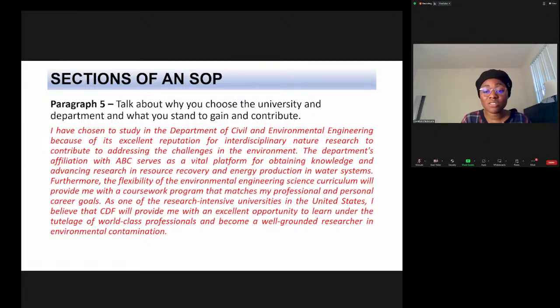Now, the person talked about the program's curriculum, saying it provides a coursework program that matches my professional and personal goals. Then the person went on to talk about the university. The university is a research-intensive university, and the person said it's going to help him become a grounded researcher in environmental contamination.